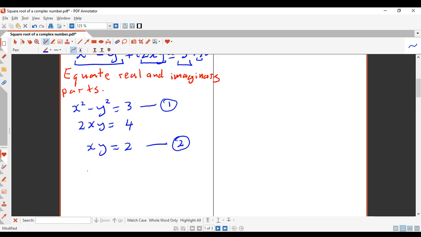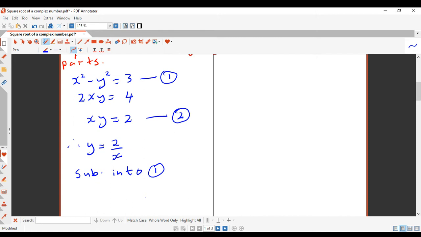Okay, so from equation 2, I can say, therefore, y is equal to 2 on x, right? And I'm going to sub that into equation 1. Okay, so that'll give us x squared minus y squared, so that'll be 2 on x all squared, and that is equal to 3. Okay, so now we've got a single equation in terms of x.